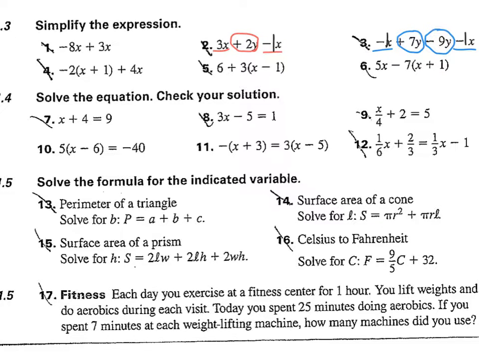On 7 through 12, I'm going to cross out number 12. You do not have to do it. I'll let you off the hook.